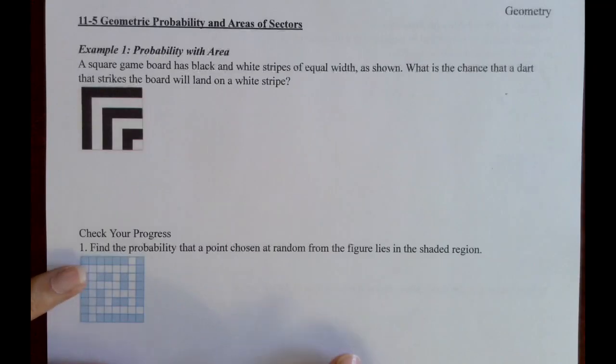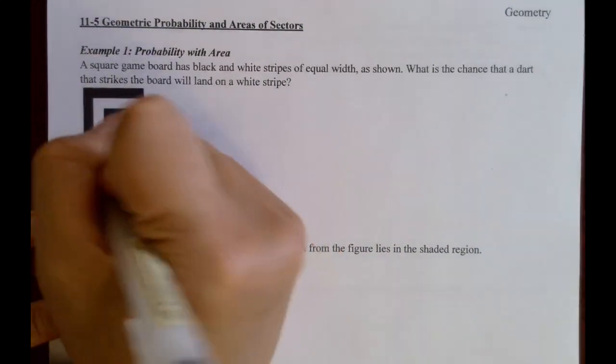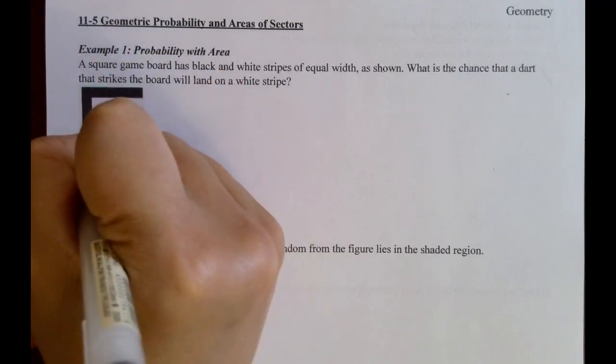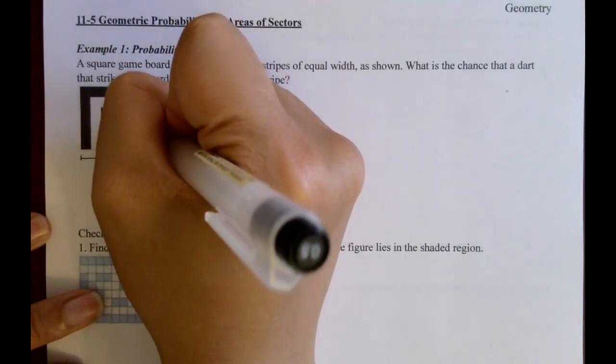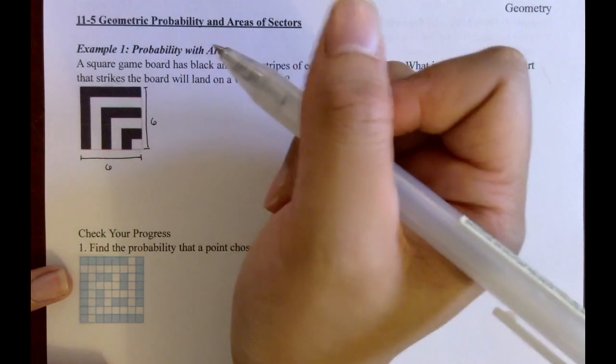Here, a square game board has black and white stripes of equal width as shown. We want to know what is the chance that a dart that strikes the board will land on a white stripe. In this picture it's a little bit hard to see, but really what happens is each of these are 6 units. So each one here is 1 unit. So this is 6, and this here is 6. So the total game board is 36 small unit squares.